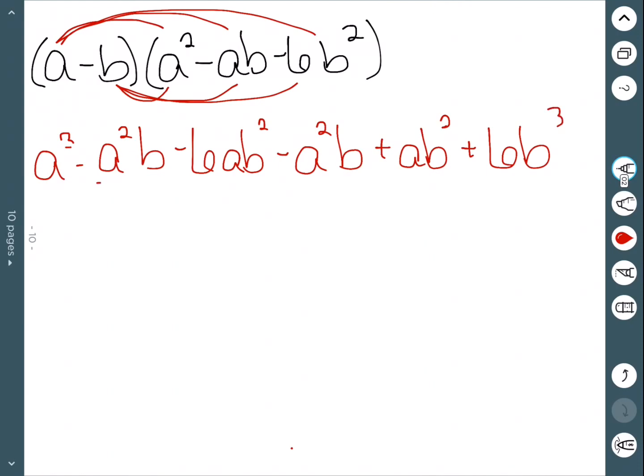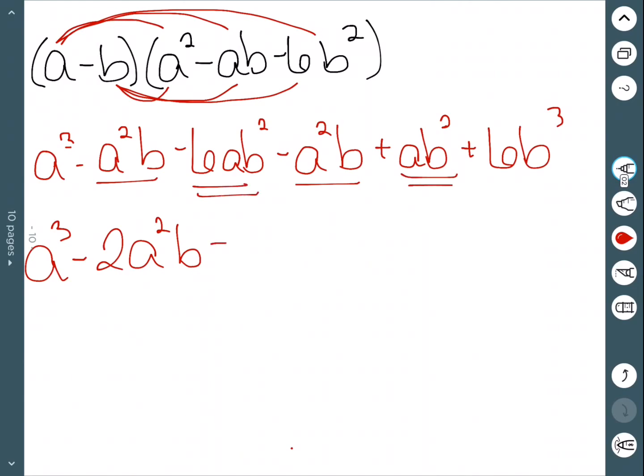And now we can start combining things. I have 2a squared b's, so negative 2a squared b. I also have these ab squareds. Negative 6 plus 1 is negative 5 ab squared, and then the final 6b cubed. If we're dealing with multiple variables, we can only add them if each of the exponents on the corresponding variables match.